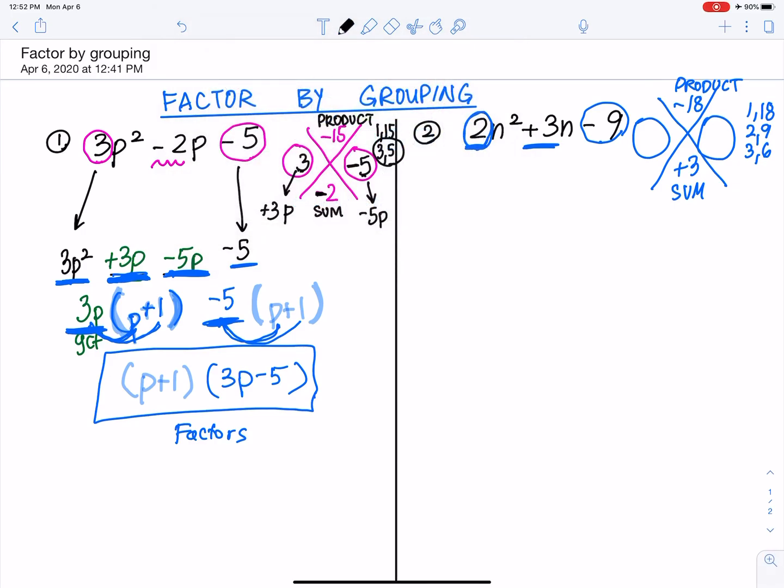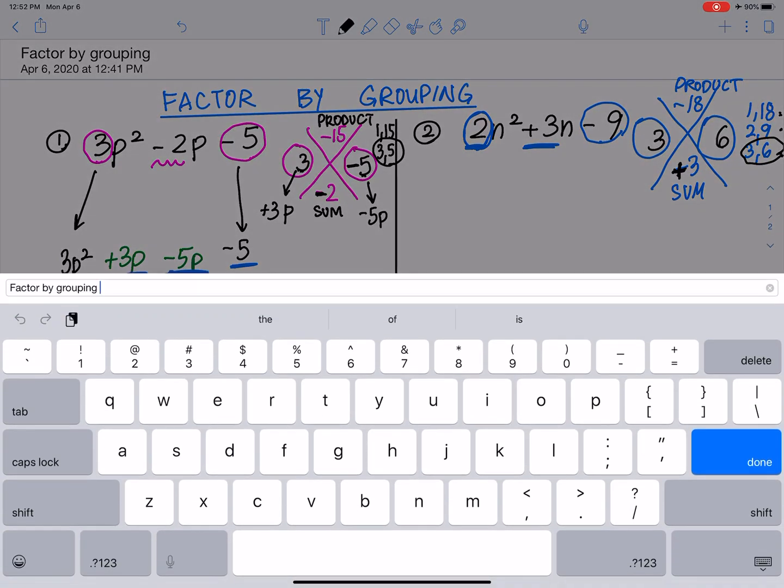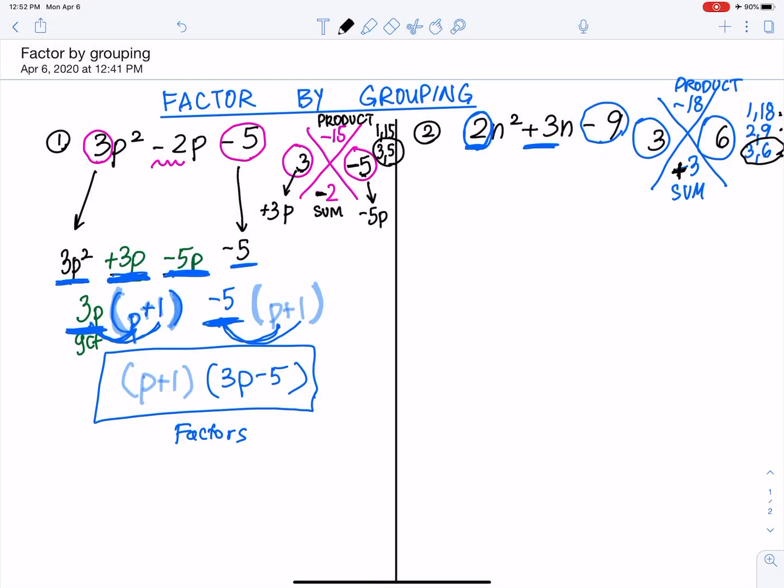Now we've got to figure out which of these pairs will add or subtract to give you that 3. Well, the only choice would be 3 and 6. So let's put 3 and 6. Sum is like little brother, and little brother follows the sign of big brother. So which of these numbers is bigger? It's 6. So sum is positive, so the big number is positive. But once again, these two have to multiply to give you negative. So that means 3 is negative.